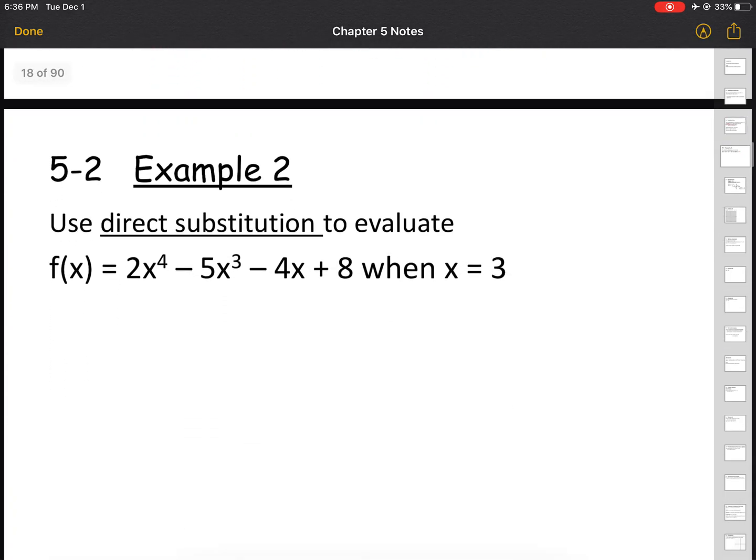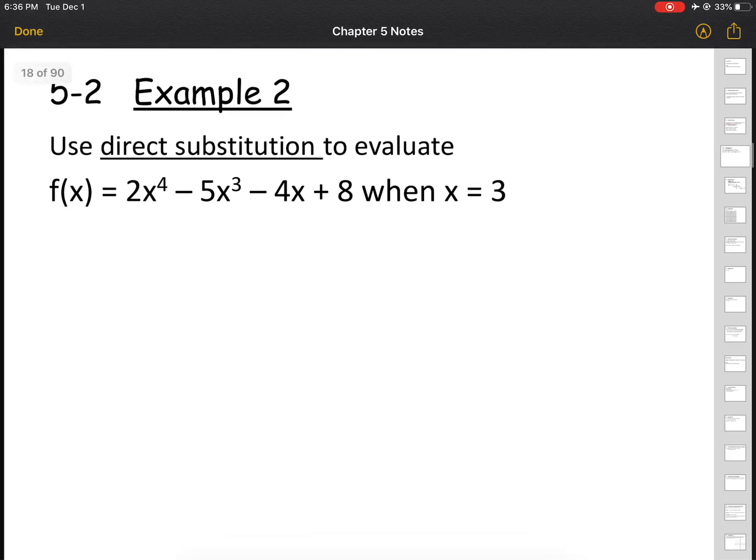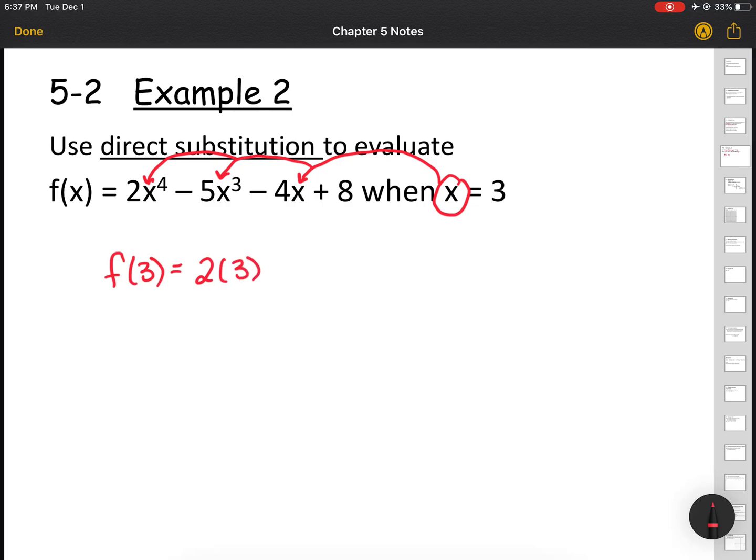Okay. What we have next is direct substitution of a polynomial function. All that means is I'm going to take my x value and plug it directly into every x I see. So my x is 3, so I'm going to evaluate my function at 3, so f of 3. And I'm just plugging in 3 for every x I see.